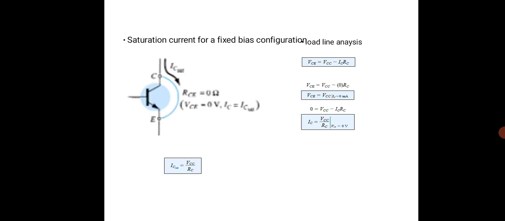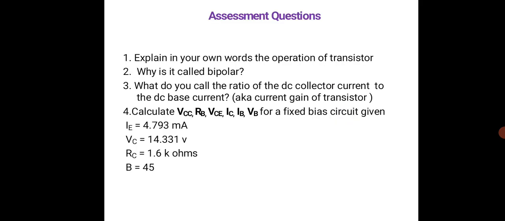So, saturation current for a fixed bias configuration. This is actually the load line analysis. From the load line, we'll be dealing with it in the next videos in the second unit. So you could identify what is IC and what will be the value of VCE in this particular configuration.